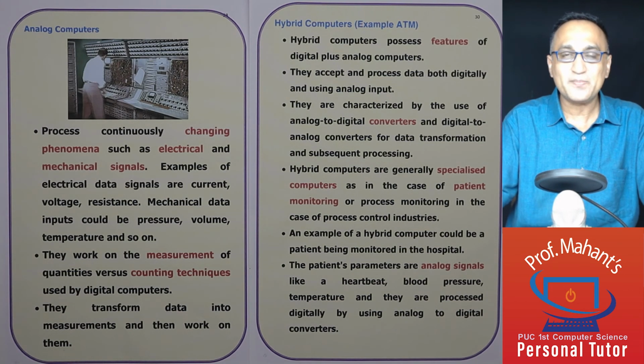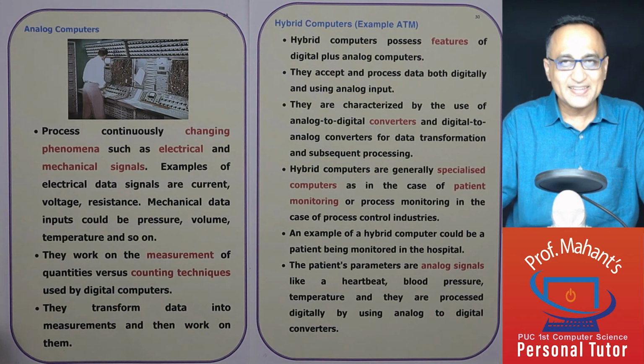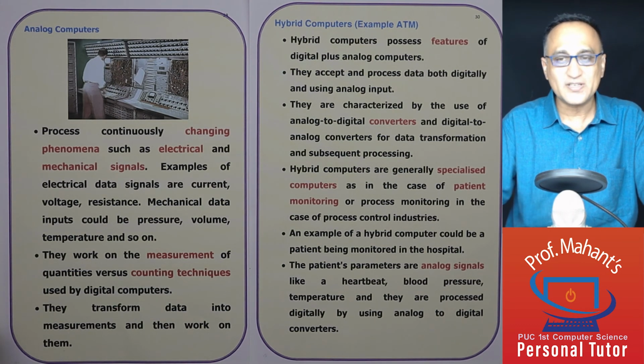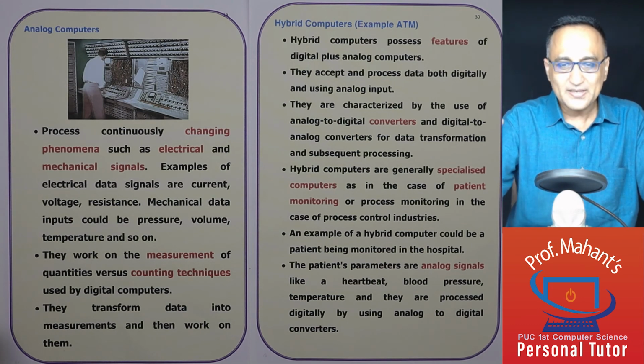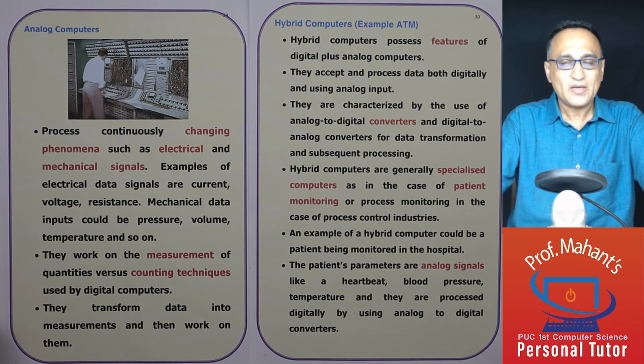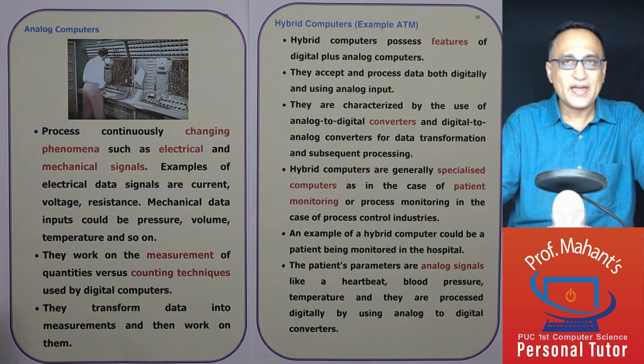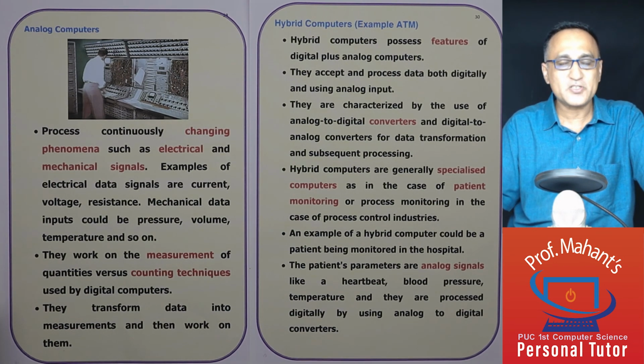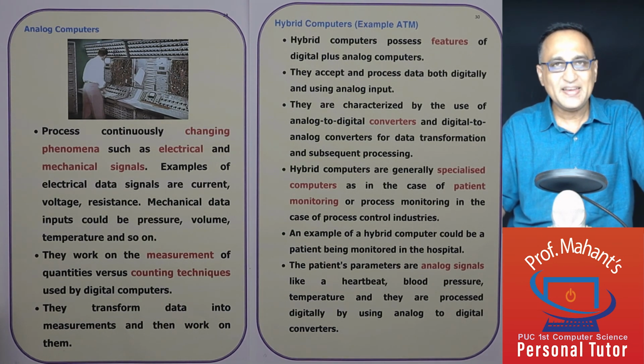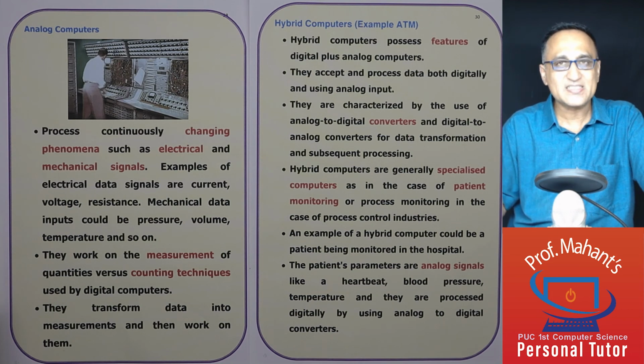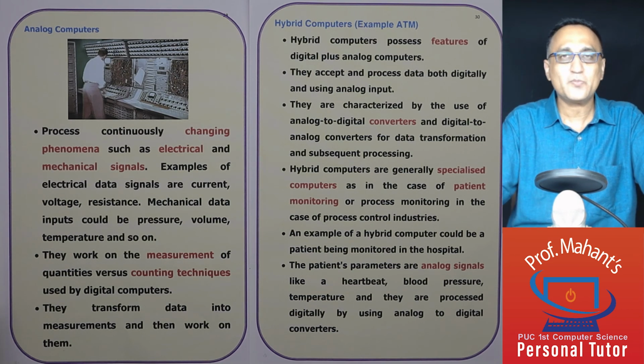For example, a temperature of 30 degrees could be represented as 0101, something like that, and then it could use those values to do certain actions. For example, in a hybrid computer, I could be measuring the blood pressure, calculating the value of the blood pressure based on the body weight, height, and producing certain results and displaying it on the patient monitoring system.